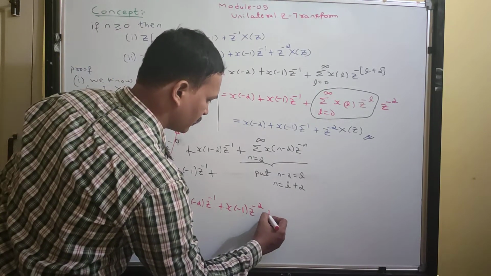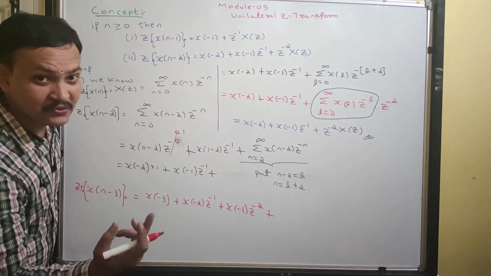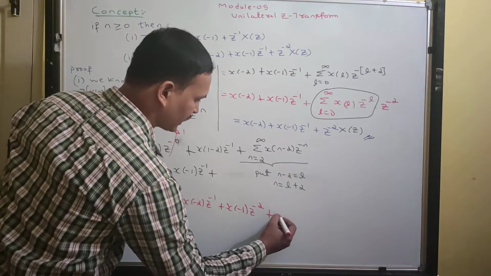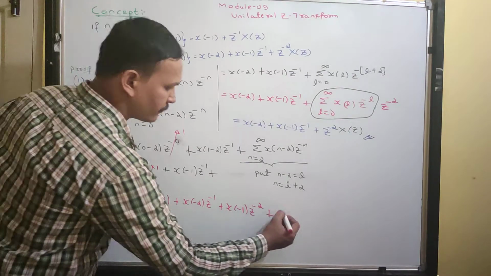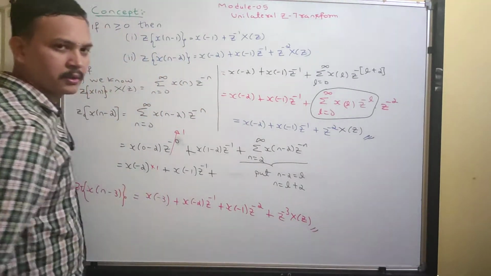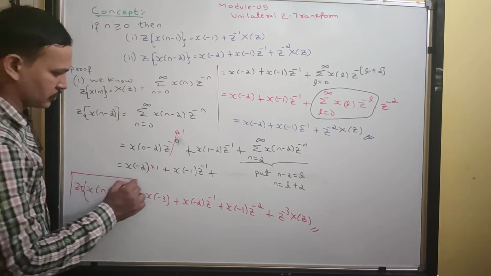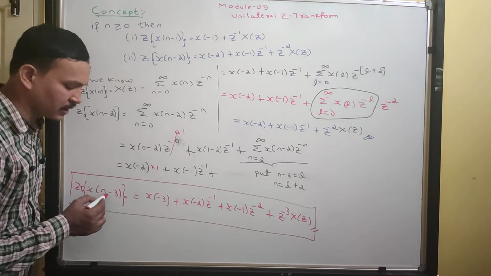Then plus, see, minus 3, minus 2, minus 1, what is next? 0. x of 0. While writing x of 0, the last power is what? Minus 3 is here. You write z power minus 3 and then write x of z. That's it. This is the expansion we can write for this particular difference equation.